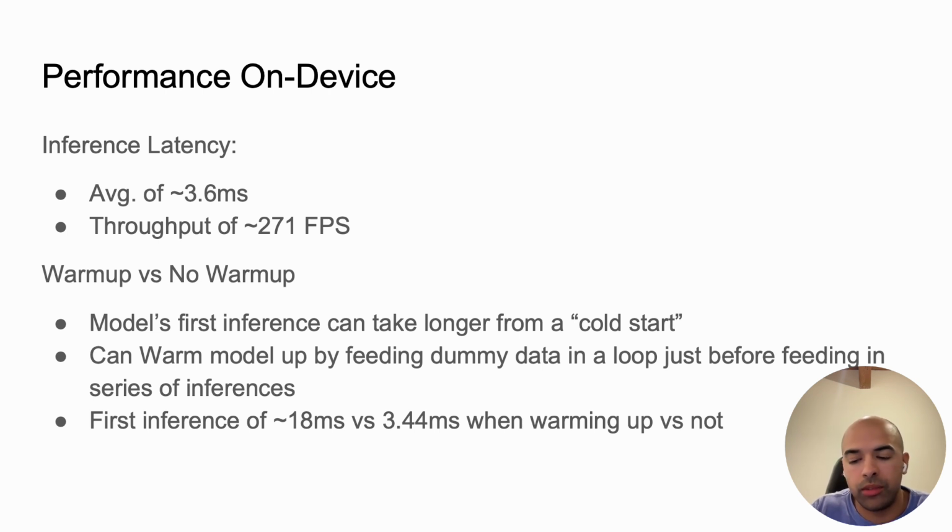We also utilize warming up on the Edge TPU because the model's first inference can take a lot longer from a cold start if it isn't already performing some operations. So we can warm up the model by feeding dummy data into the model, just before we feed in some real data we want to run inference on and perform optimally. So this is the difference: the first inference on cold start was about 18 milliseconds versus 3.44 milliseconds when warming up versus not.